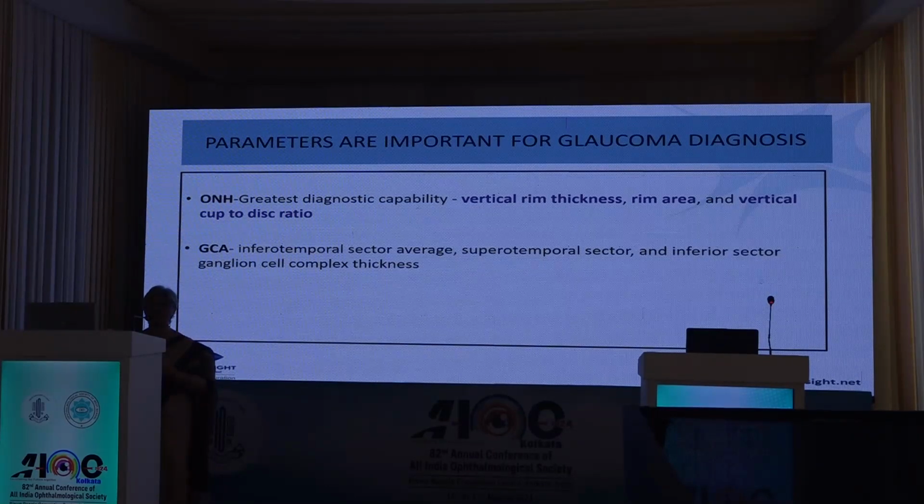Then we look at the GCA. What is GCA? The ganglion cell analysis. We are looking at the most important area, which is the inferotemporal area, average. Then we come down to the superior. So first here is inferior, which is very important. Then we come to the superotemporal area, and then the inferior sector ganglion cell thickness.